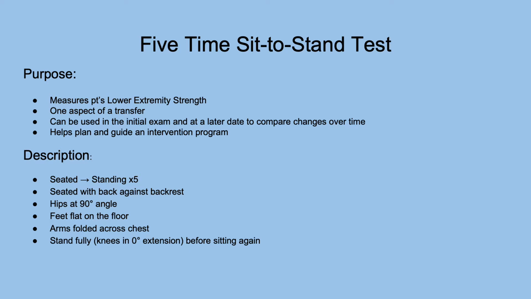This test analyzes the time it takes a patient to transfer from a seated position to a standing position 5 times as fast as he or she can. There are a few exceptions, but for the majority of the population, the patient should be seated all the way in the back of the chair with his or her back touching the backrest of the chair, hips at a 90-degree angle, and feet flat on the floor. The patient's arms should be folded across his or her chest to avoid using the chair's armrest. Finally, the patient should stand straight up to where his or her knees are in 0 degrees of extension before sitting back down in the chair.